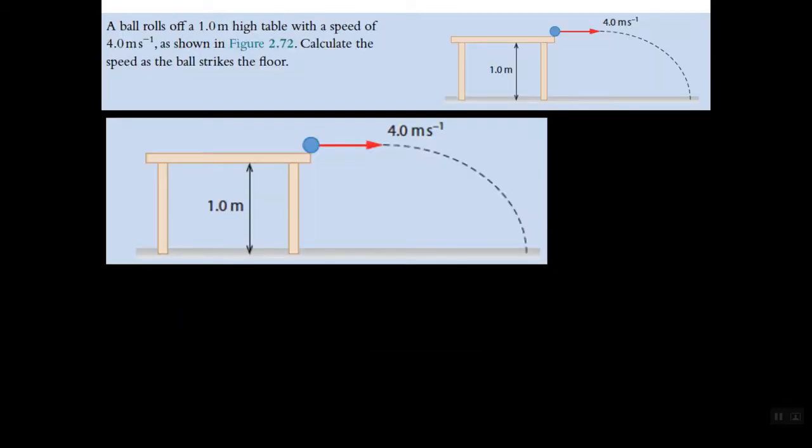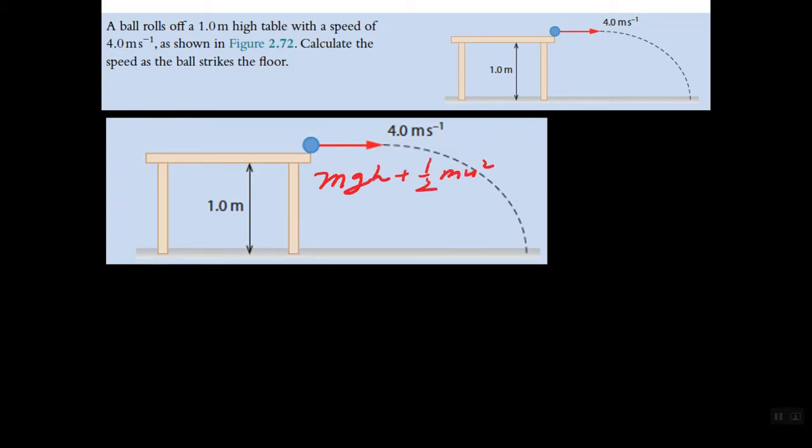Okay, this is question 2. A ball rolls off a 1 meter high table with a speed of 4 meter per second as shown. Calculate the speed as the ball strikes the floor. The total energy of the mass is conserved as it leaves the table with the speed u. It has total energy given by initial kinetic energy plus gravitational potential energy.